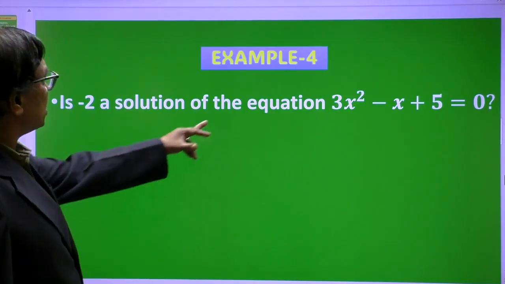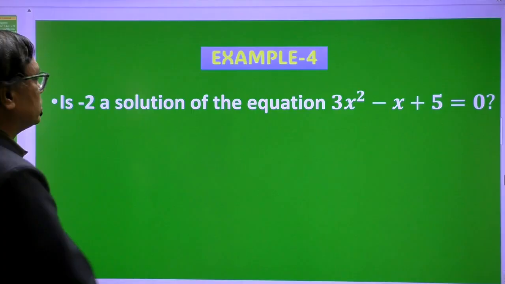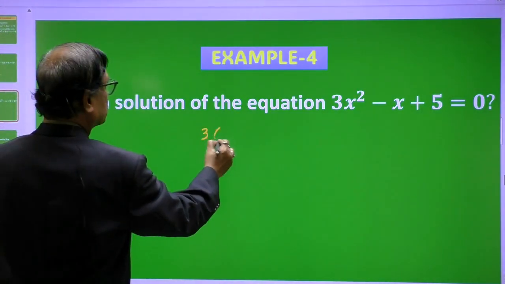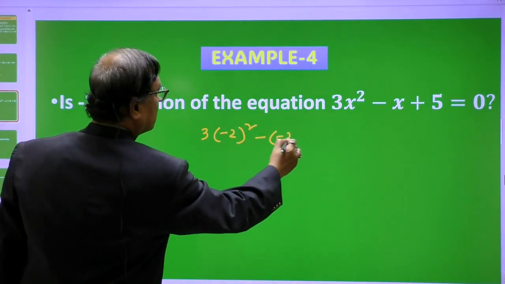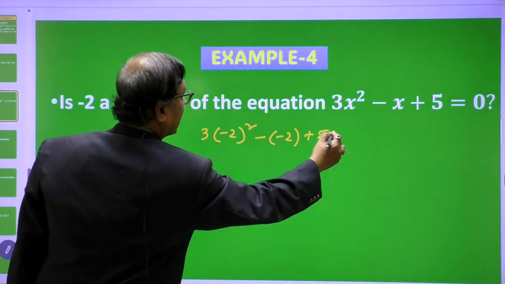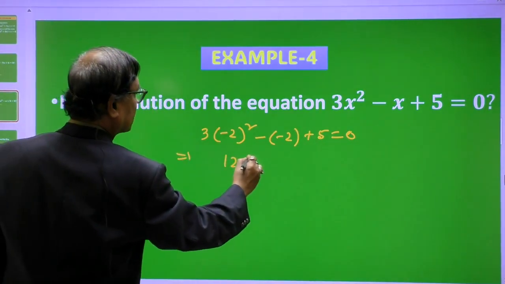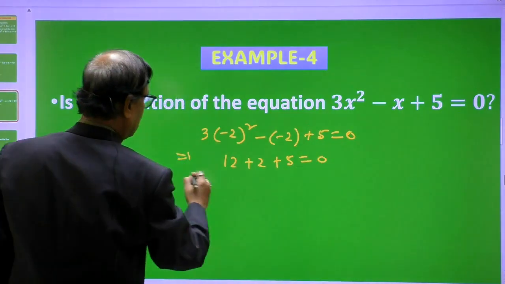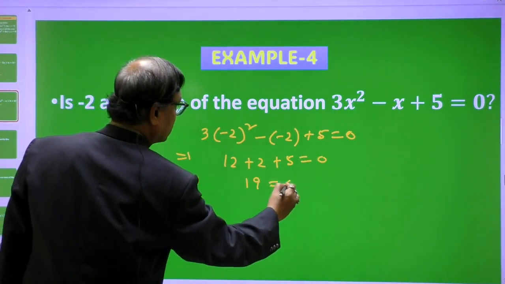Is minus 2 a solution of the equation? Again same technique. We replace x by minus 2. So 3 into (minus 2) whole square, minus of minus 2 plus 5 equals to 0. So this implies 12 plus 2 plus 5 equals to 0. That implies 19 equals to 0.